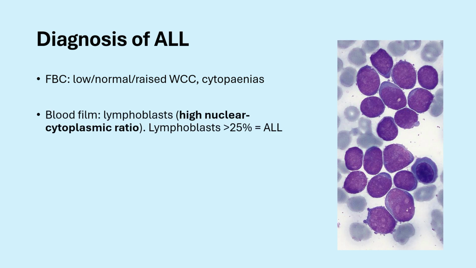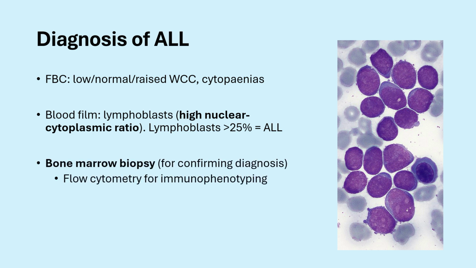The diagnosis of ALL is almost identical to AML. You will do a full blood count, which is not the best in guiding what the diagnosis can be. However, a blood film is a standard investigation to do, and one would observe lymphoblasts, which have a high nuclear to cytoplasmic ratio. The diagnostic criterion for ALL is identifying lymphoblasts in more than 25% of the sample taken.